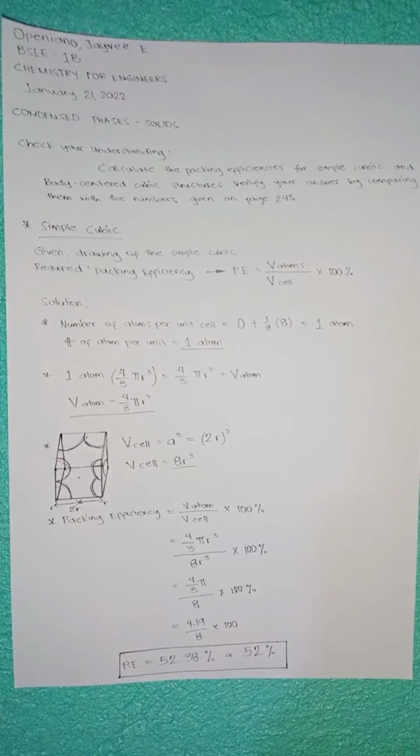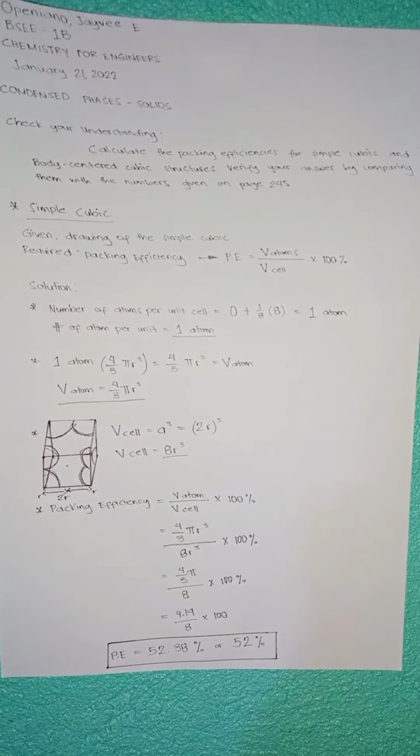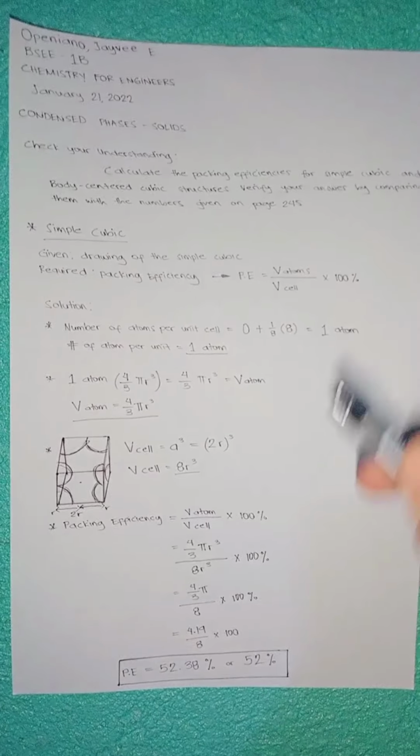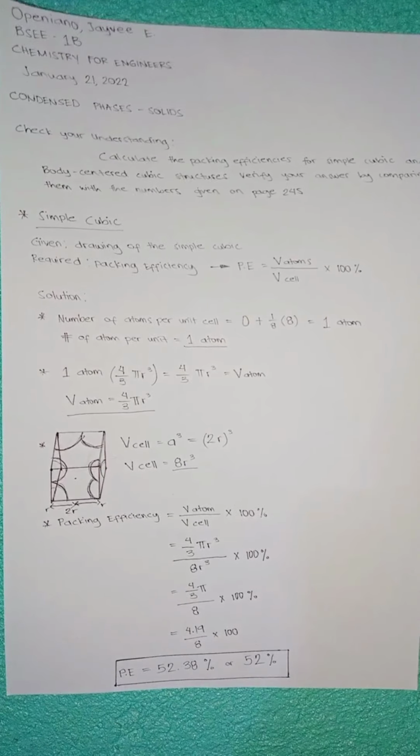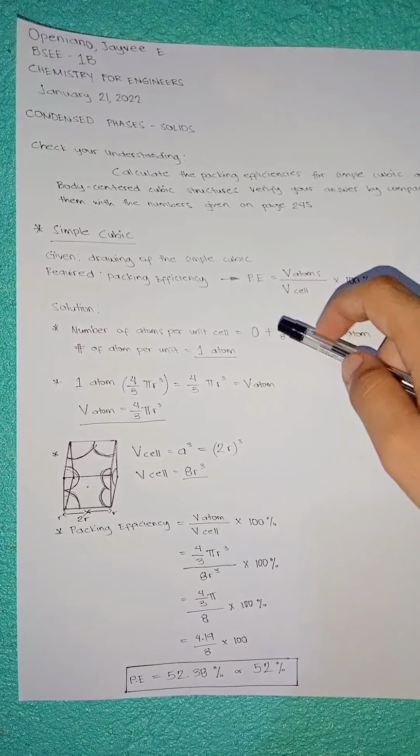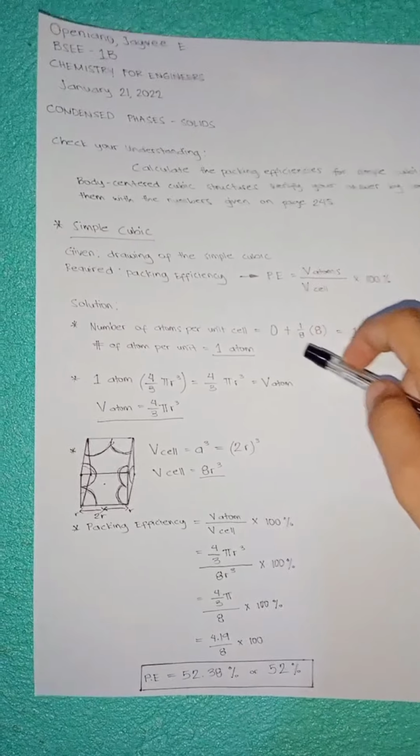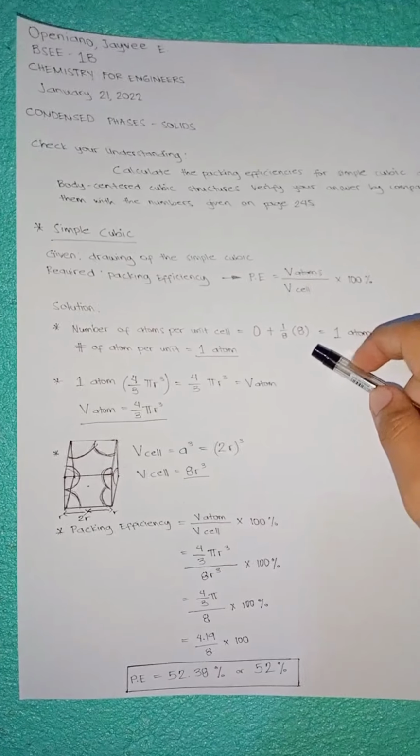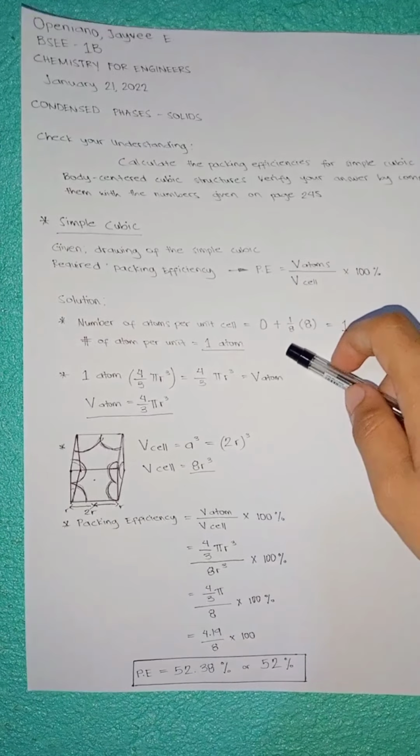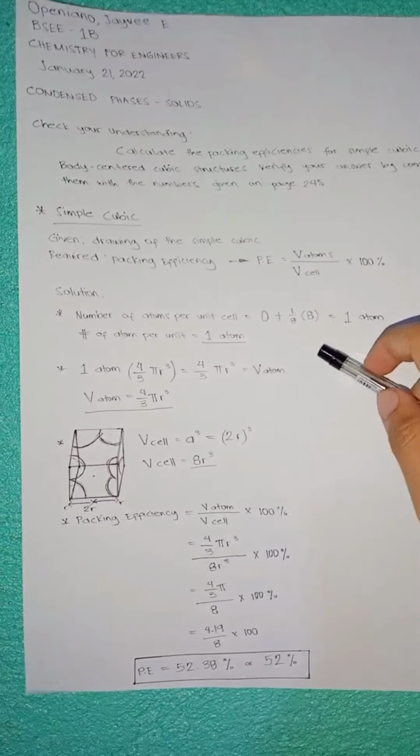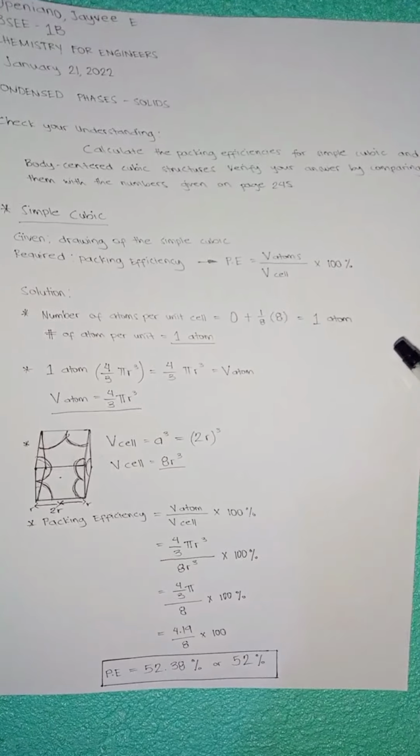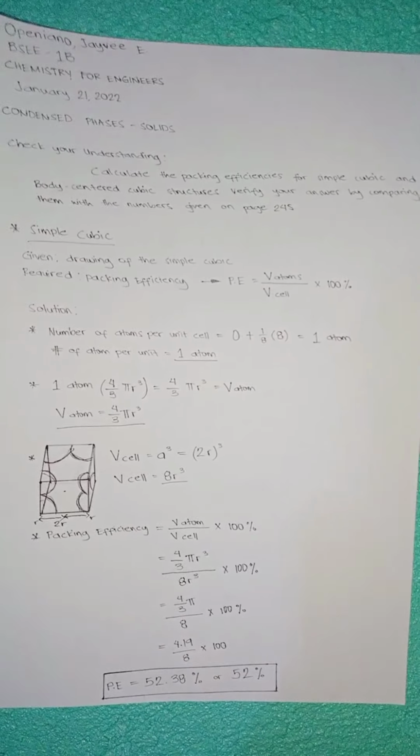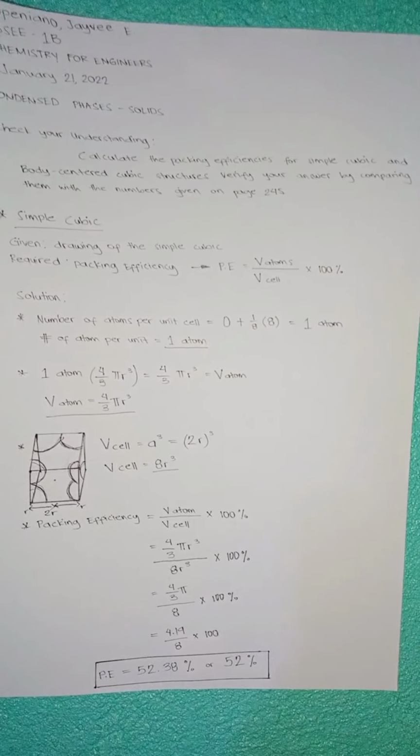To solve the number of atoms per unit cell, we need the number of center atoms, but there is no center atom in simple cubic, so it's 0, plus the corner atoms. 8 times 1 over 8 is equal to 1. So 0 plus 1 is equal to 1 atom. Our number of atoms per unit cell is 1 atom.